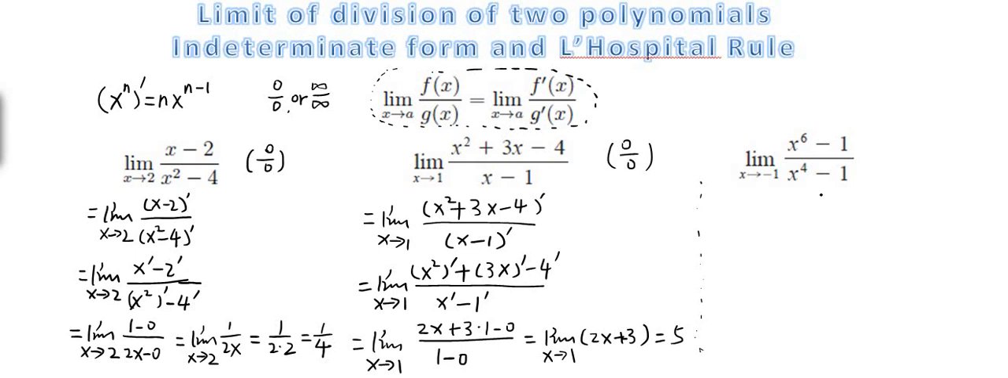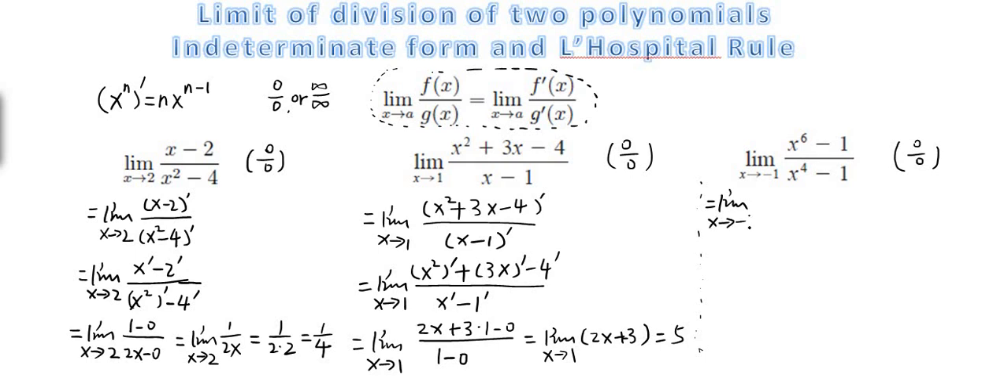Now, let's try the last example. When we plug in x equals -1 here, of course we're gonna get 0 over 0. Again, we know that is indeterminate form, so we can use L'Hopital's rule. So follow the steps.